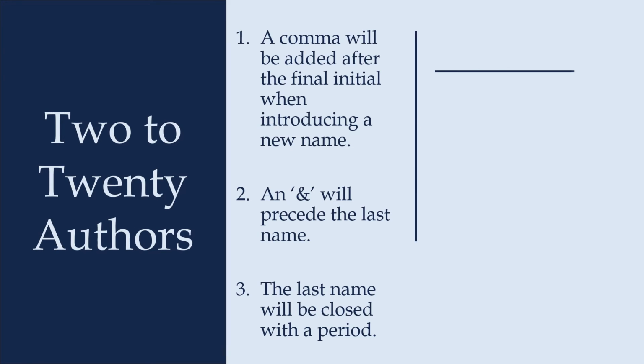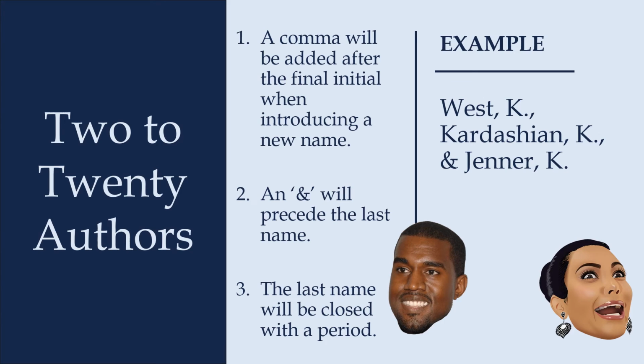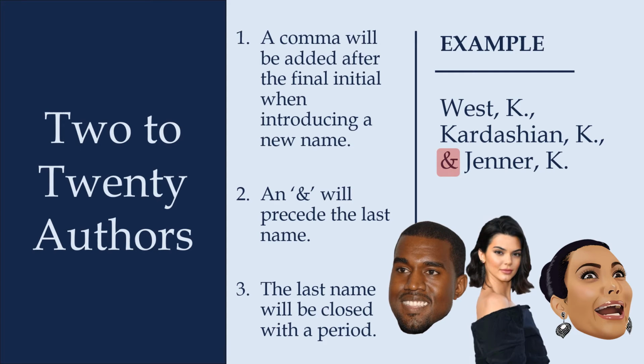Let's take a look at an example. Here we've got the first name, West, K period. This is closed out with a comma because we're introducing another name, Kardashian, K period. We have another comma because we're introducing another name. That name happens to be the last name, so it's also preceded by the ampersand. Then we have Jenner, K period.